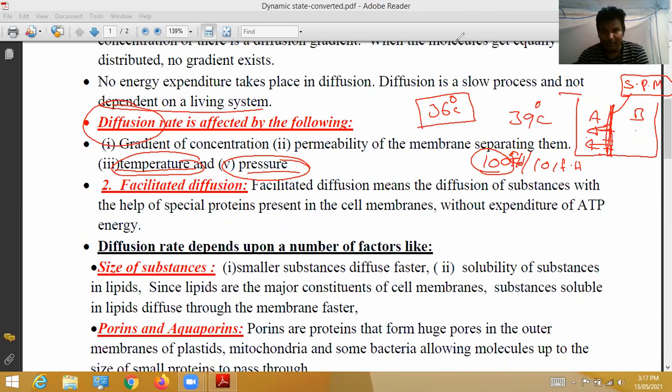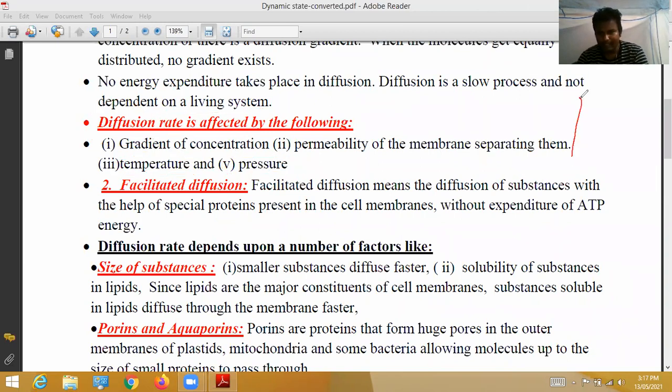For example, see here only, if this concentrated copper sulfate I have used has more pressure, then the diffusion process does not take place. So the pressure should be less than normal body pressure only. So the diffusion process takes place. Okay, that's all. Even in plants also it is like that. This is one type of transportation.